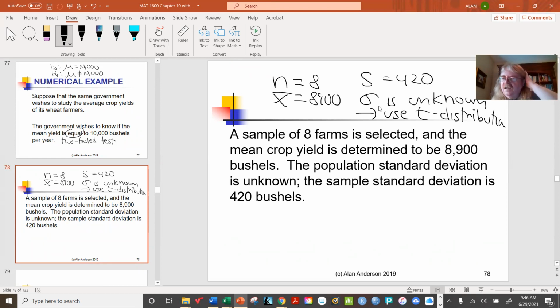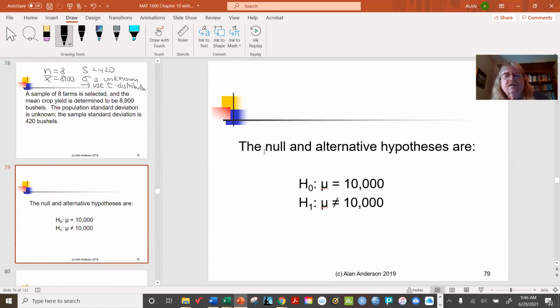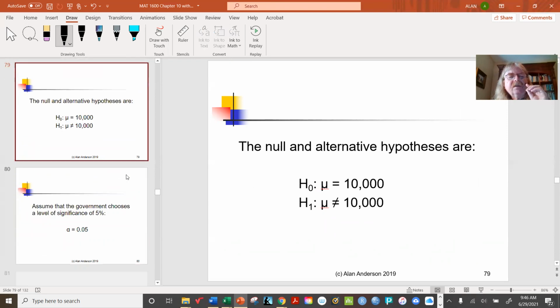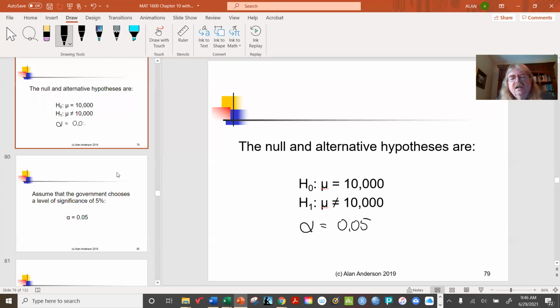All right, so now we go ahead and go through all the steps. We write out the null and the alternative, which we already know, but here they are. And once again, why don't we assume that the level of significance is 5%. So already we know the first 3 steps of our 6-step process. How do you like that? So already we got half of the work done.